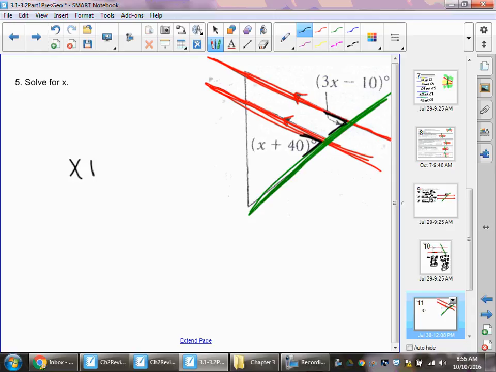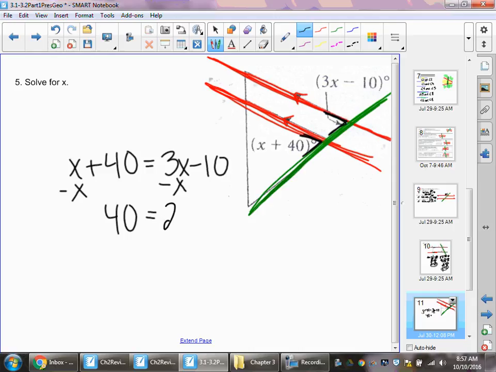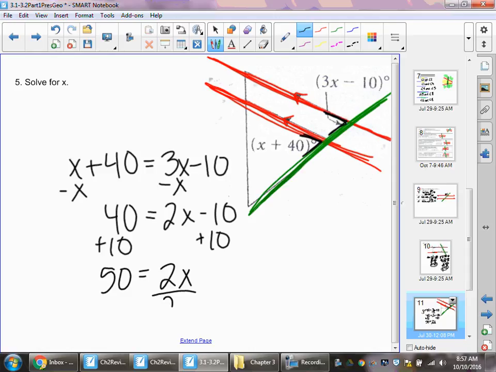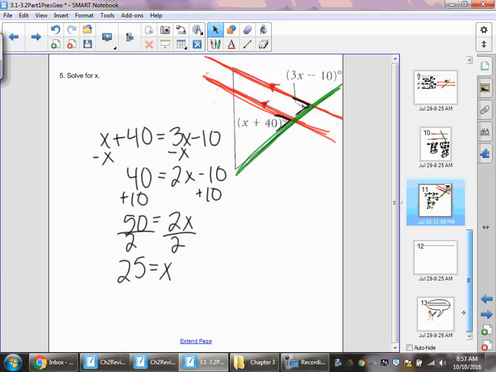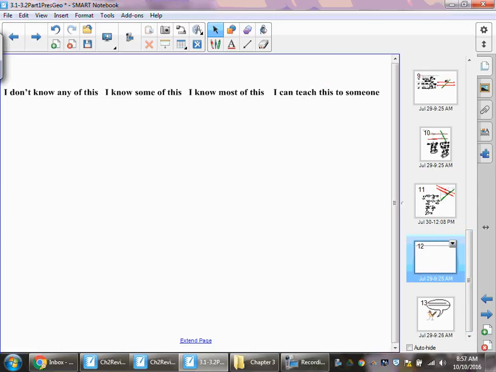So I'm going to set x plus 40 equal to 3x minus 10, and so I'm going to subtract x, left with 40 equaling 2x minus 10. We're going to add 10 to both sides. I have 50 equaling 2x, divide by 2, and finally, my answer is 25. And that is the first lesson of chapter 3.